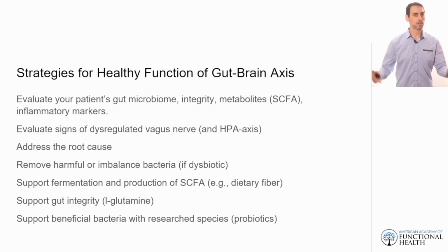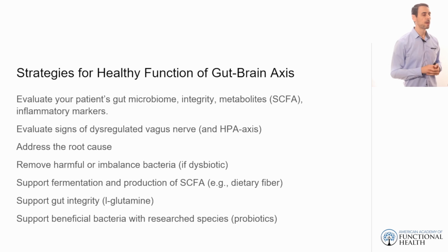If you identify your patient has an imbalance of the gut-brain axis, as I mentioned, mood disorders, neurodegenerative conditions, and cognitive decline are examples of those. IBS is another example. One, we want to evaluate your patient's gut microbiome, integrity, and metabolites. Are there inflammatory markers there? Are there sufficient amounts of the 4 major metabolites, right? Short-chain fatty acids. Also evaluate signs of a dysregulated vagus nerve. Address the root cause. That's what we do in functional medicine. We find and address the root cause to really provide a long-term solution for our patients.